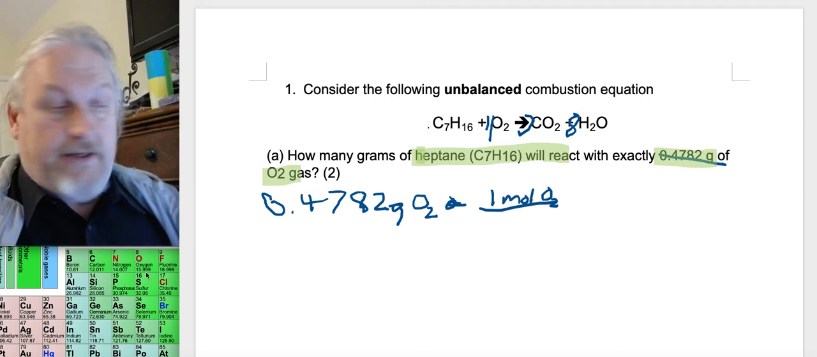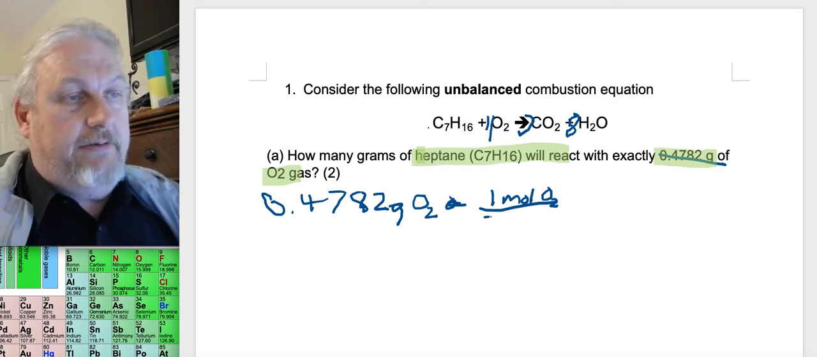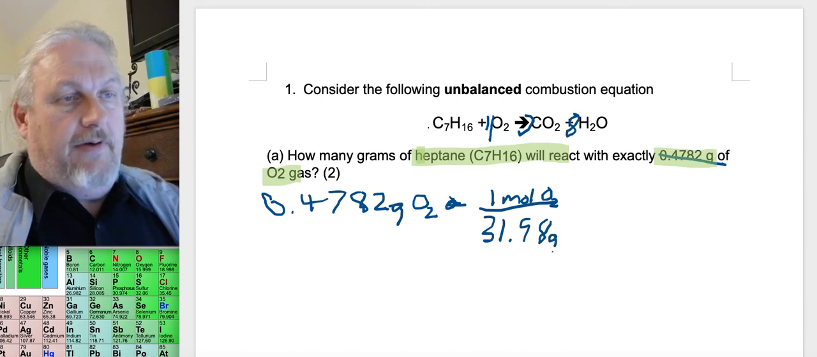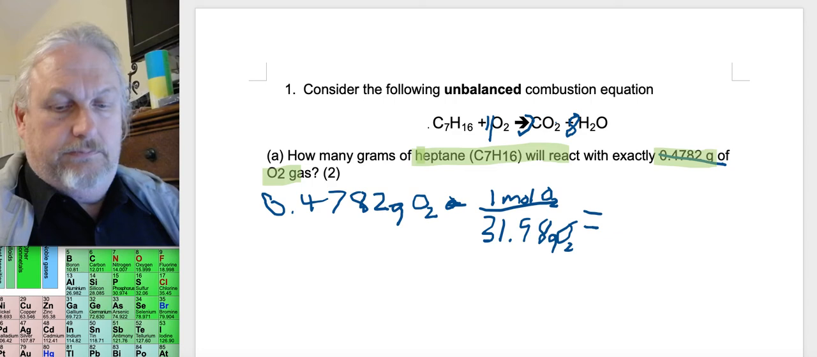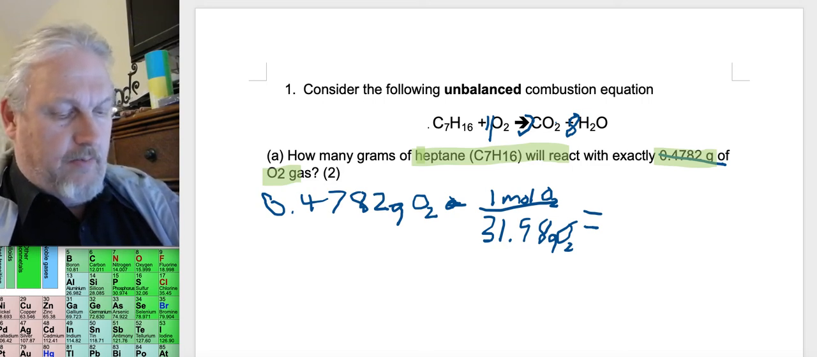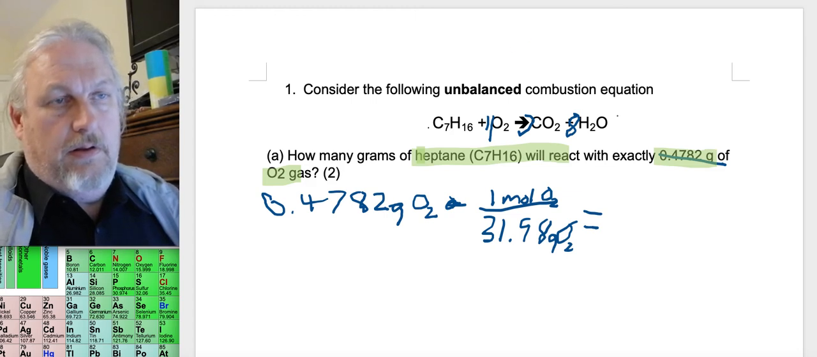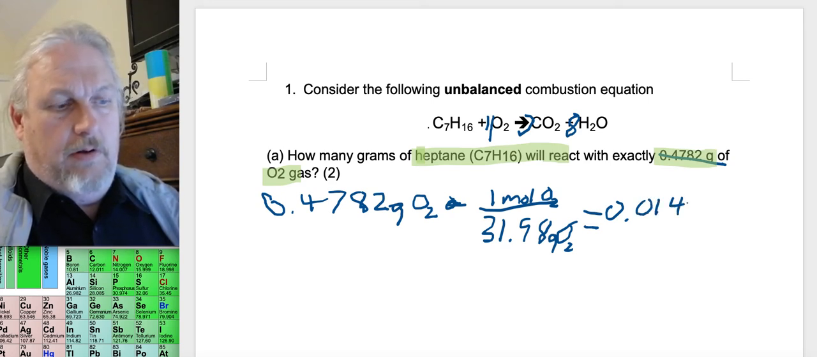Oxygen is 15.999. I've got 2 of them, so 15.999 times 2 is 31.98. Because I want to be as accurate as I can, I put it all in there. 31.98 grams of oxygen, O2. That's going to give me how many moles? 0.4782 divided by 31.98 gives me 0.01495 moles.